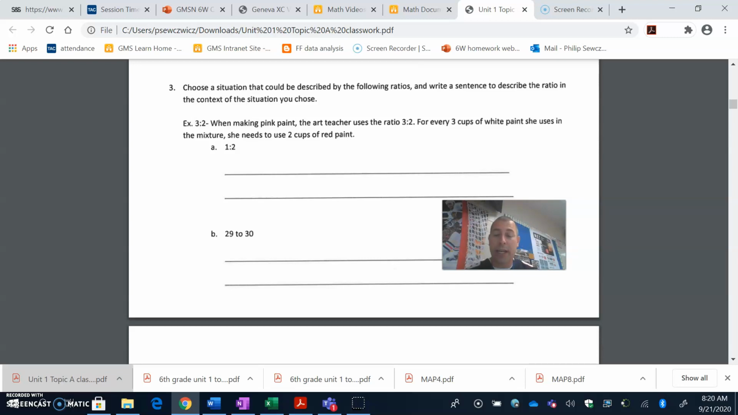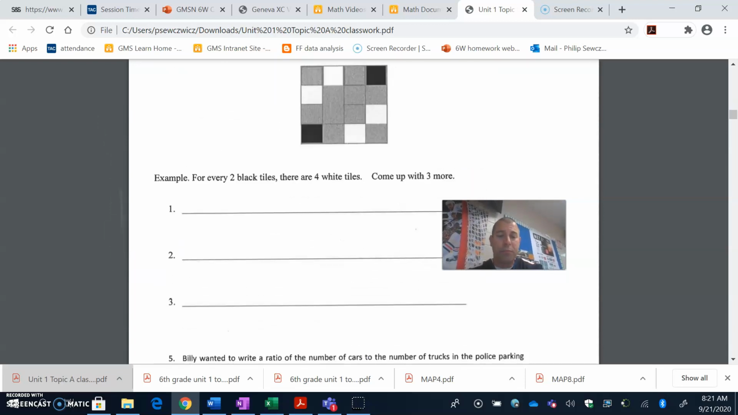Just staying with cooking there. When I make pancakes, for every 1 cup of flour, I use 2 eggs. Again, just something that sounds realistic that we would compare. The next one there, for 29 to 30: for every 29 free throws I shoot, I miss 30 of them. Okay, not very good. That's kind of half only there. So again, something that's going to compare that seems a little bit realistic. Come up with something. I've got things on the answer keys that you can check them with.